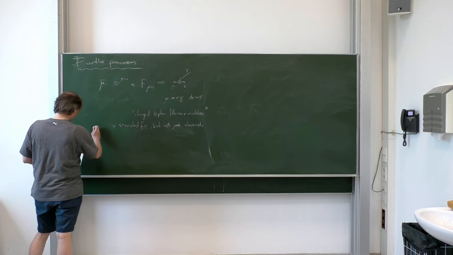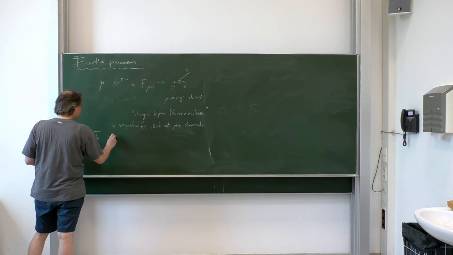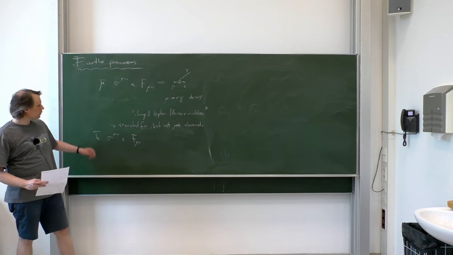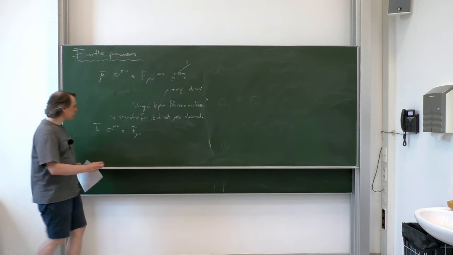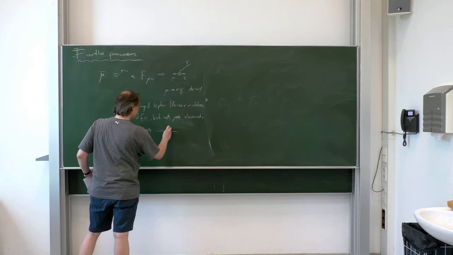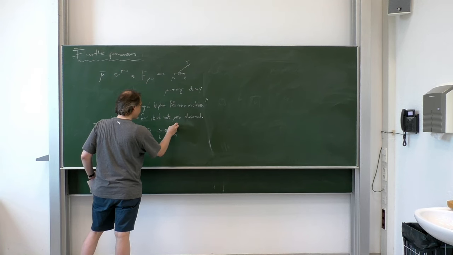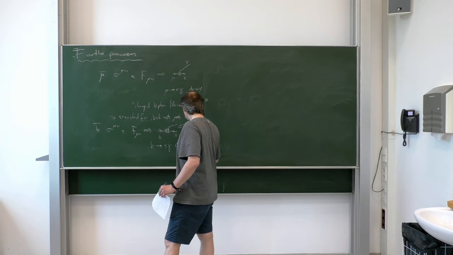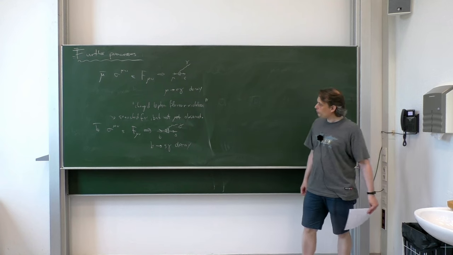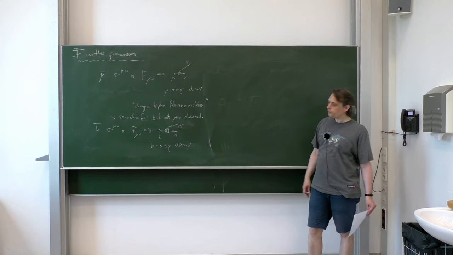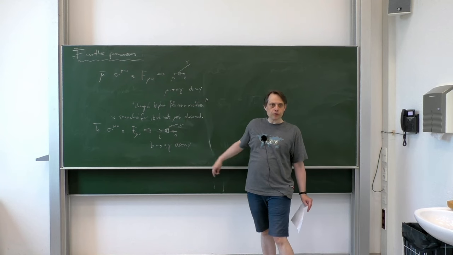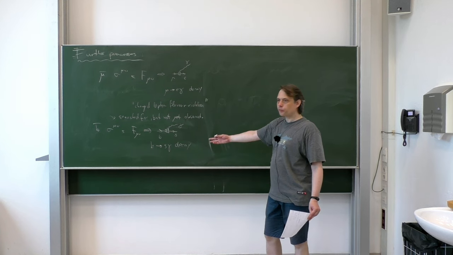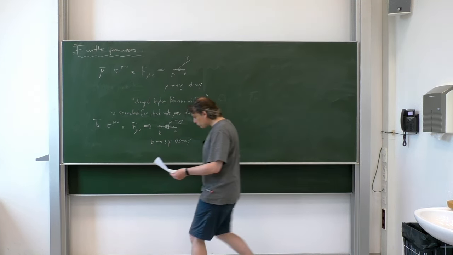Another example, b bar sigma mu nu s F mu nu. What is described by this operator? Again, a dimension 5 operator, which would give rise to a decay, b quark into strange quark and photon. B to s gamma decay. And that actually is observed in nature. Although it looks very analogous to mu to e gamma, which is not observed at all, this is observed, and it is also predicted by the standard model to have a non-vanishing rate. And the observation is fully in agreement with the prediction by the standard model.